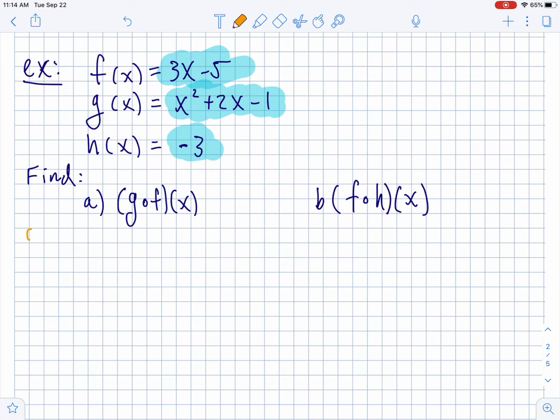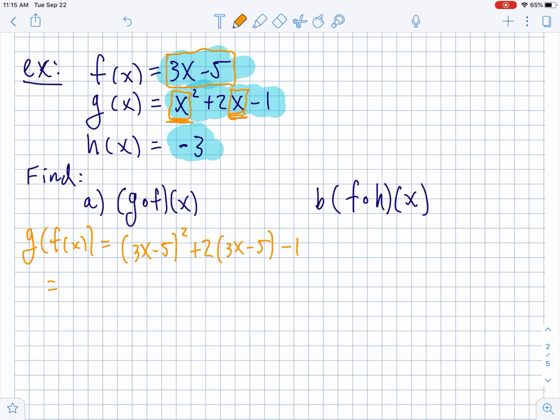So here, I'll write it out this time. This means g of f of x, that means taking f of x and putting it into the input of g. Now notice with g that the input is input squared plus 2 times the input. So in those spots here and here, we're going to replace those with 3x minus 5. So we get (3x minus 5) squared plus 2 times (3x minus 5) minus 1.